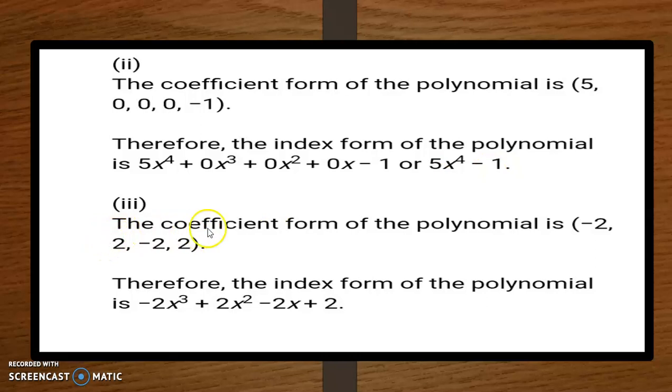Third one, the coefficient form of the polynomial is minus 2, 2, minus 2, 2. It contains 4 coefficients. So the degree of the polynomial is 4 minus 1, which is equal to 3. So the index form of the polynomial is minus 2x cube plus 2x square minus 2x plus 2.